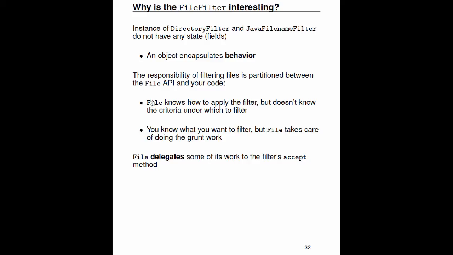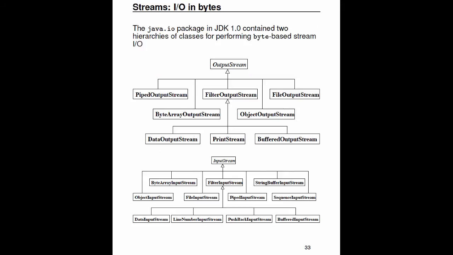So I guess the whole idea here is that there's a nice clean separation between the responsibilities of the file class and then the actual filtering criteria which are implemented in your interface. And you've probably seen the word delegation. We'll be talking more about it in later screencasts. So we say that the file class delegates some of its work to the accept method of the filter. Okay, so that's the file.